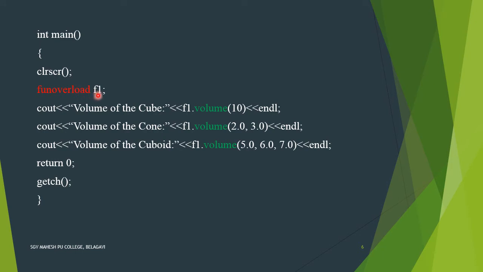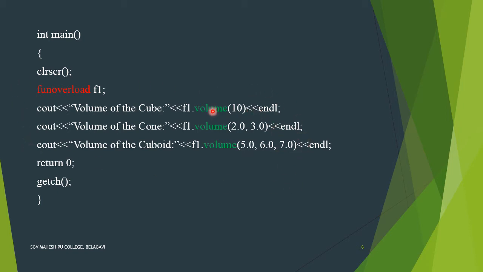Now I'm trying to create an object of class function overload. It's F1. Then I try to display the values of cube, cone and cuboid. How are we calling the function? I've created an object, f1 dot volume. So f1 dot volume 10. If the function matches with this one argument, it goes there, calculates, and comes back. If any function matches with two arguments, it matches with that function, calculates, and comes back. If any function matches with three arguments, it calculates its value, returns and displays the value.